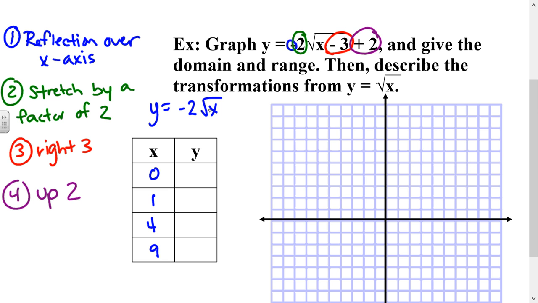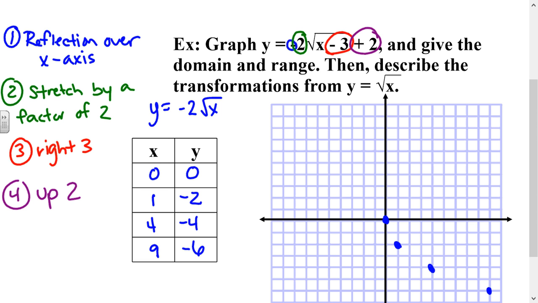So the square root of 0 is 0, times negative 2 would still be 0. And if I plug in 1, the square root of 1 is 1, times negative 2 would be negative 2. The square root of 4 is 2, times negative 2 would be negative 4. The square root of 9 is 3, times negative 2 would be negative 6. So I'm just going to plot these points, but I'm not going to connect them just yet. Okay? So I'm going to plot (0, 0), (1, -2), (4, -4), and then (9, -6).